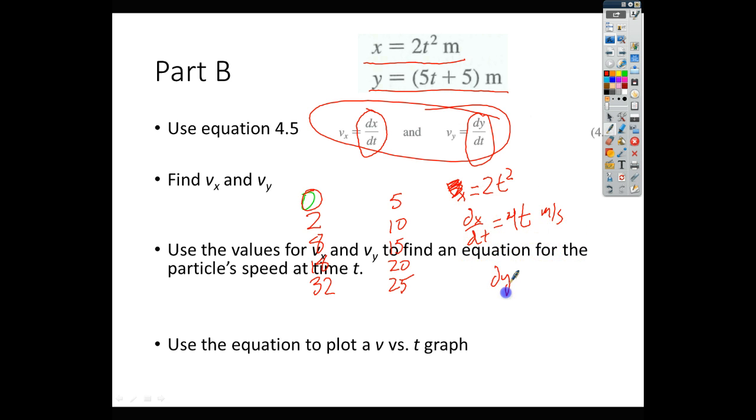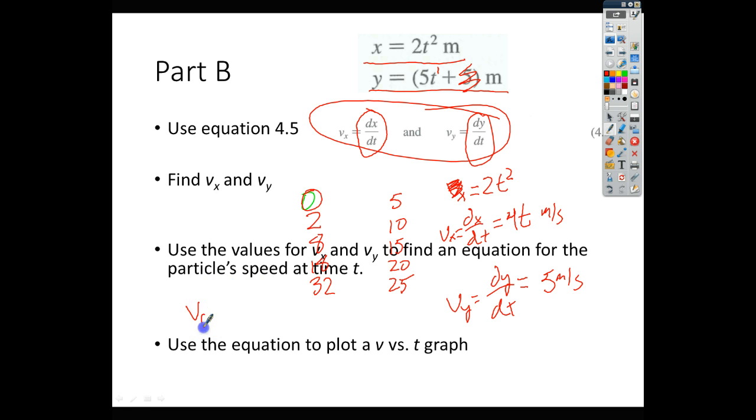For dy dt, we'll have our equation here. I know that I would take, this is t to the 1, so 5 times 1 is 5, and that's just equal to 5 meters per second. This 5 doesn't have a value for t. T here is 0. 0 times 5 is 0. And then this t goes away because it reduces down. 1 minus 0 would be 0. So we have dy dt is 5 meters per second. So now we have the values for Vx and for Vy. So this is really Vx. This is really Vy. We can now create an equation for it.